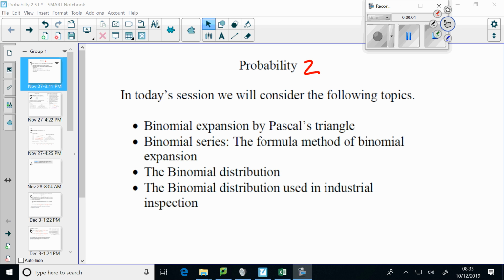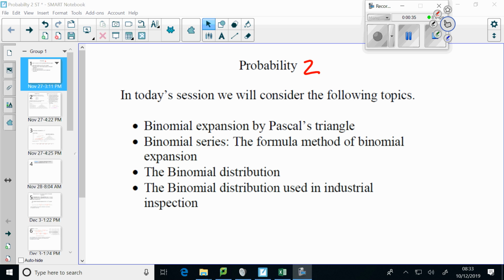So part two of our work on probability today. What we're going to do is pick up where we finished off last week. We're going to revisit binomial expansion by Pascal's triangle, the binomial series, so that there's the formula method of expanding a binomial. We're going to have a look at the binomial distribution, as used in a kind of industrial inspection situation.